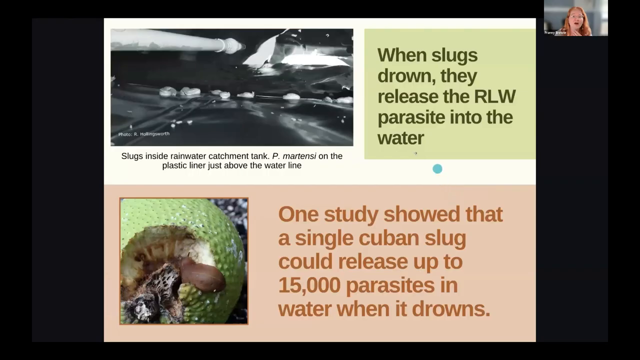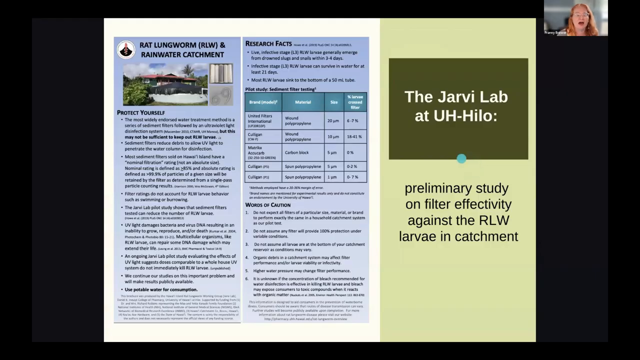And that's really important. When slugs drown, particularly these semi-slugs, the rat lungworm parasite, that nematode, is released into the water. And that can continue to be a problem for at least a week, maybe a lot more days than that. I think Kay Howe had found something like 21 days that there were still some that were alive in the water. So you want to be really careful with your drinking water. Don't just drink out of an unfiltered catchment. Really, really important to think about that.